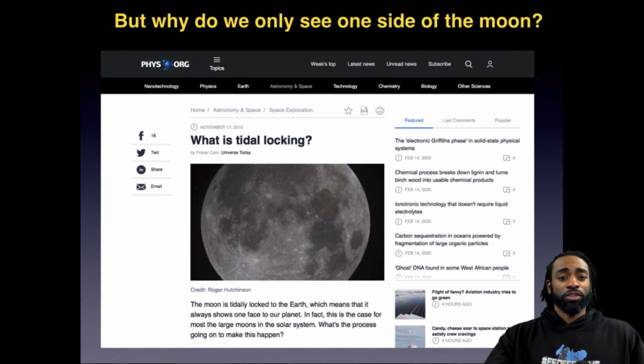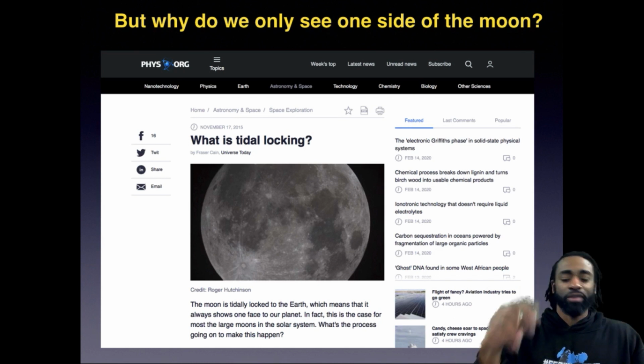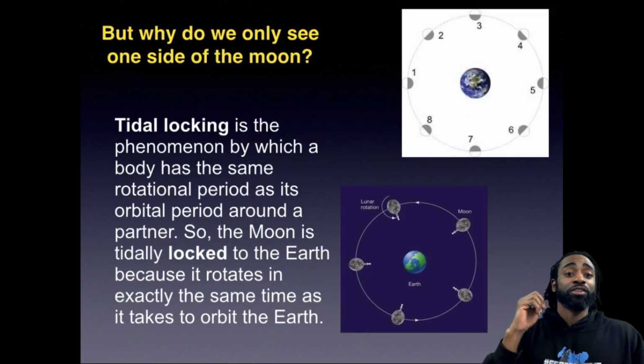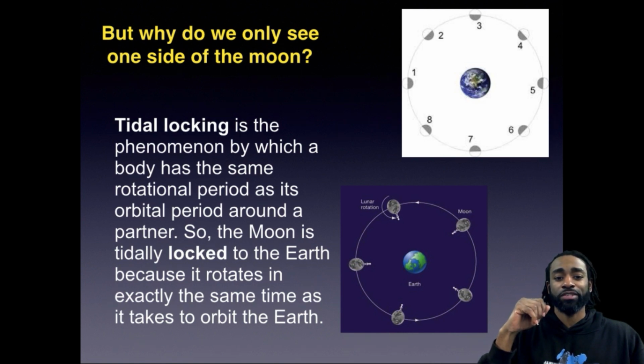So it says just here, what is tidal locking? The moon is tidally locked to the Earth, which means that it always shows one face to our planet. In fact, this is the case for most of the large moons in the solar system. What's the process going on to make this happen? And the short answer basically is gravity. But no, that's not it. Here's another explanation for it. Tidal locking is the phenomenon by which a body has the same rotational period as its orbital period around a partner. So, the moon is tidally locked to the Earth because it rotates in exactly the same time as it takes to orbit the Earth.